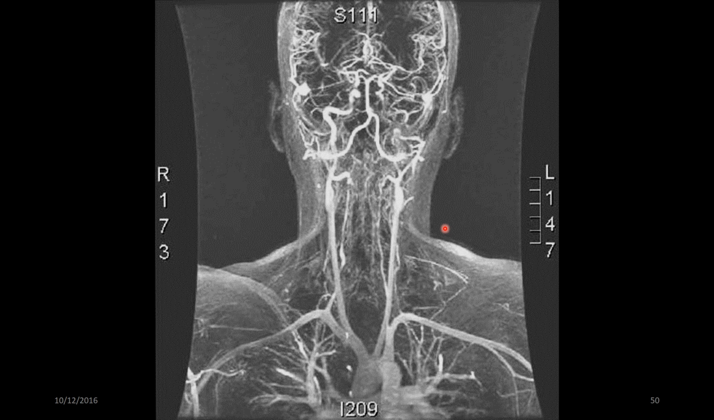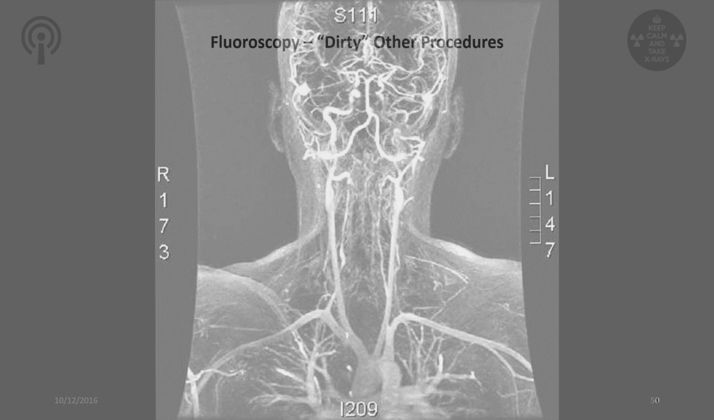We have got an example of an MRI or an MRA angiography. That's slightly unrelated, but I don't know why that's in there. But hey, enjoy the image.